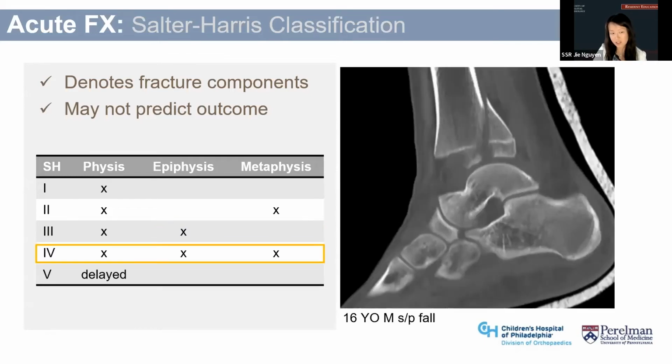And then a Salter-Harris type 4, unfortunately, does not occur that often in the finger, but happens quite often in the ankle. So I'm showing you a distal tibial fracture here that involves the metaphysis, traverses the physis, and goes into the epiphysis and into the joint.